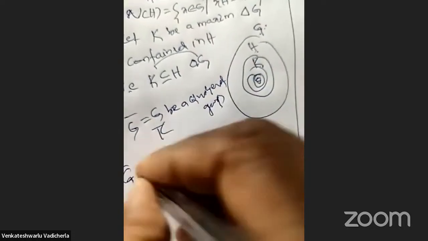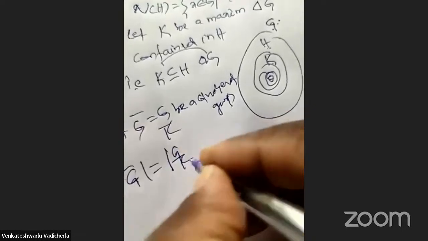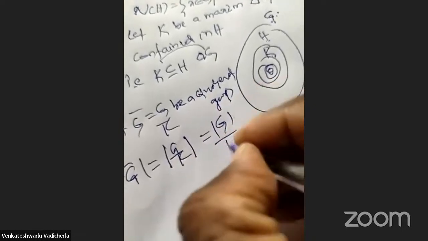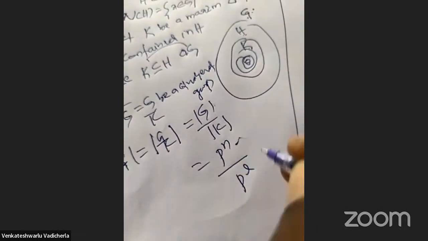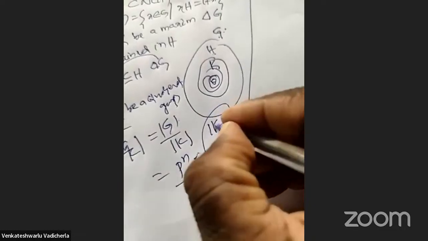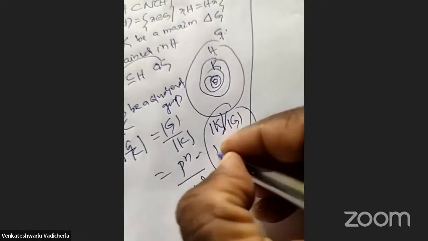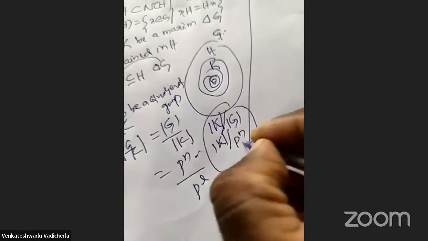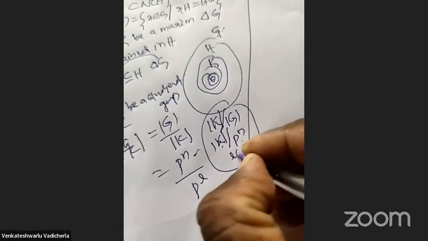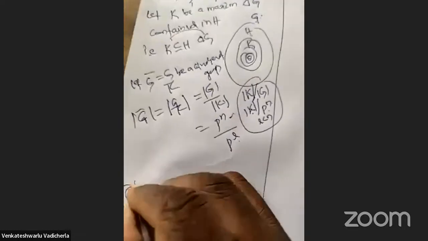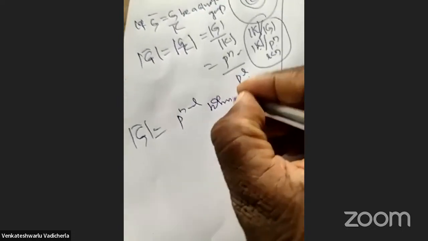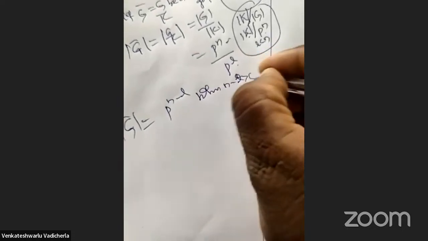That is G bar, and the order of G bar is the order of G by K, which is order G by order K. Order G is p to the power n. Order K is p to the power l. Why? By Lagrange's theorem, order K divides order G, so order K divides p to the power n. So l is less than n. Therefore order K is p to the power l, and order G bar is p to the power n minus l, where n minus l is greater than 0.